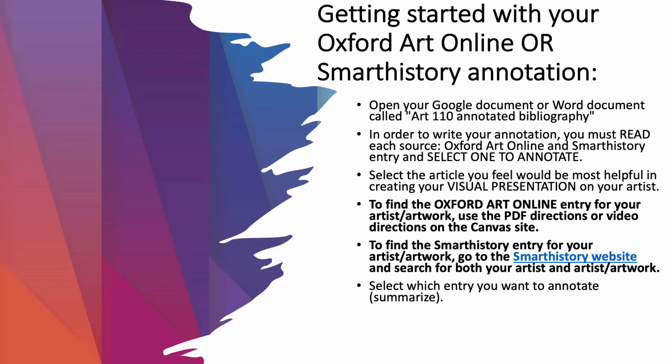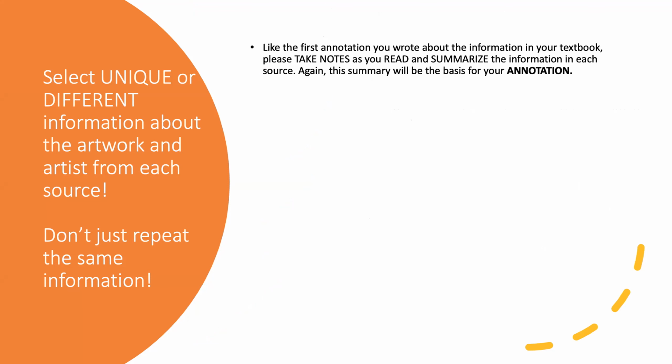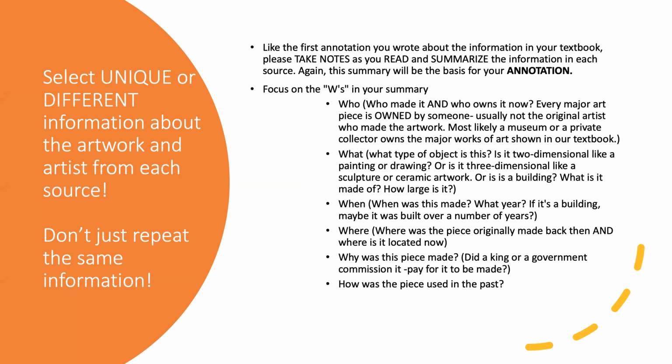You're going to select which entry you want to annotate, which means summarize. And you want to really think about selecting unique or different information about the artist and the artwork from each source, so you don't just repeat the same information in your annotations. You want to have different information in each annotation so that you can pull from that to make your visual presentation. Like the first annotation you wrote about the information in your textbook, please take notes as you read and summarize the information in each source. Again, this summary will be the basis for your annotation.